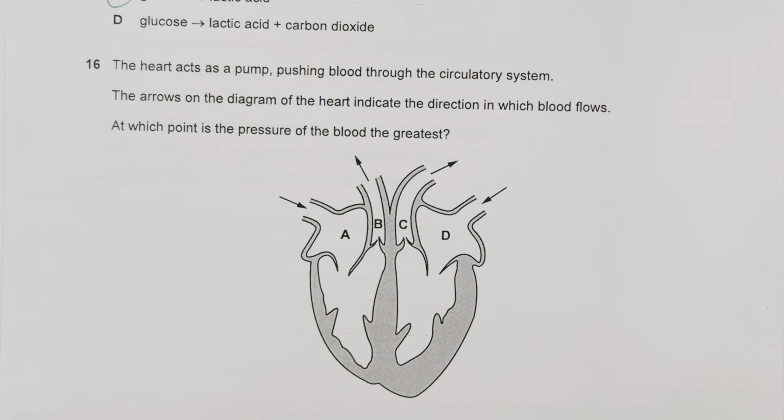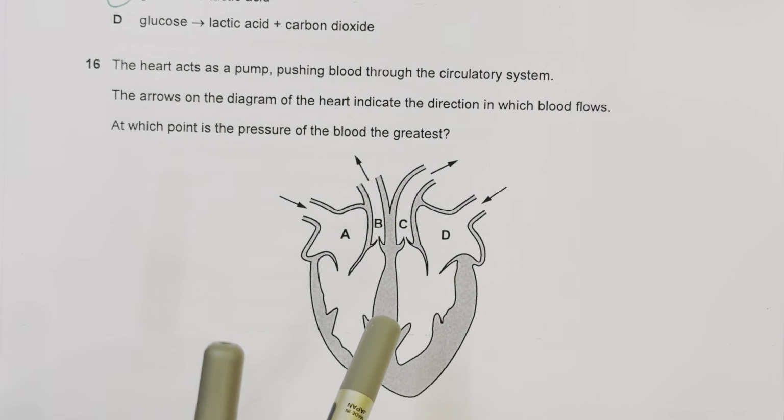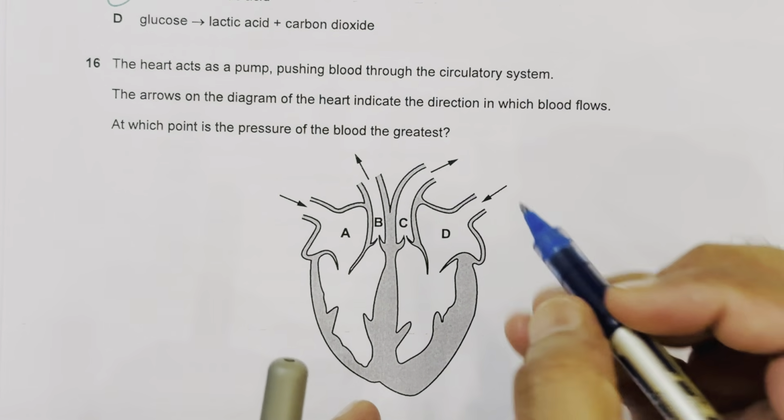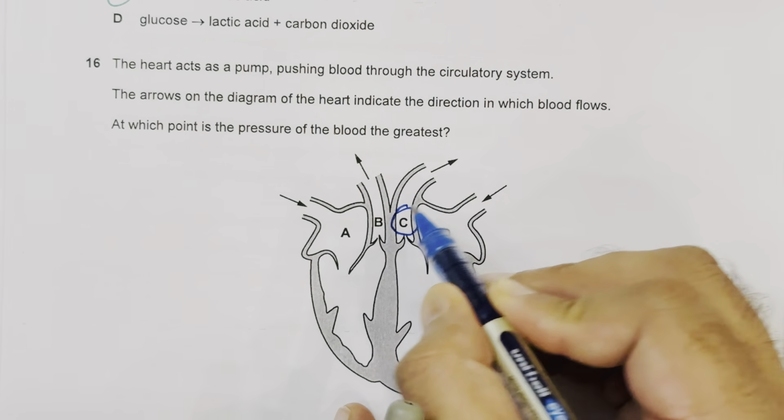So option number B and C have the low opening. So there is a choice which should be made, that whether it's B or C. C is the right answer. So option number C has the maximum pressure.